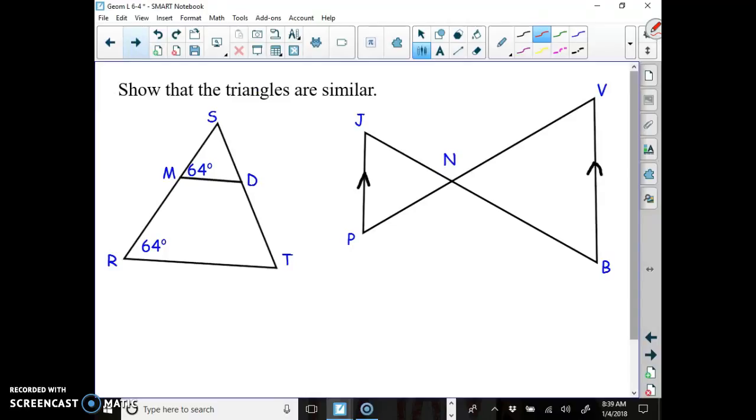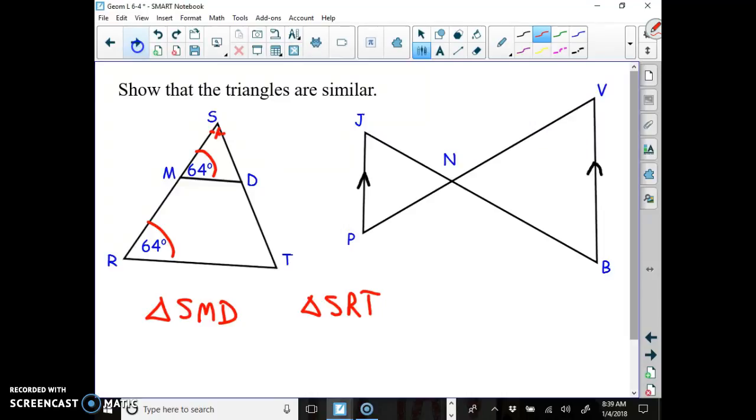Well, on this first triangle, we're looking at triangle SMD and probably triangle SRT. Are they similar or not? Well, with this angle being 64 and this angle 64, we only need one other pair of angles. There's two ways to go at it. You can realize that S is congruent to itself. That would work. So you'd already have angle-angle similarity.